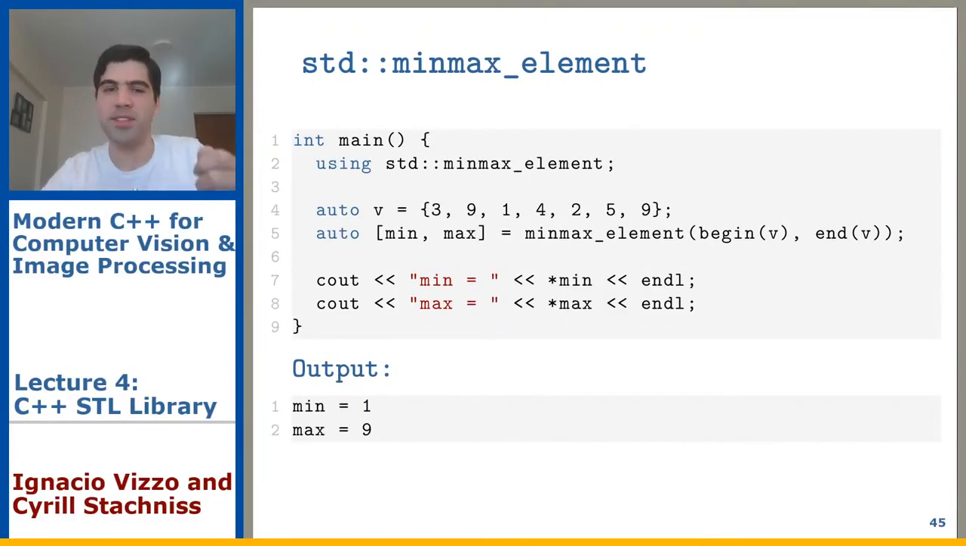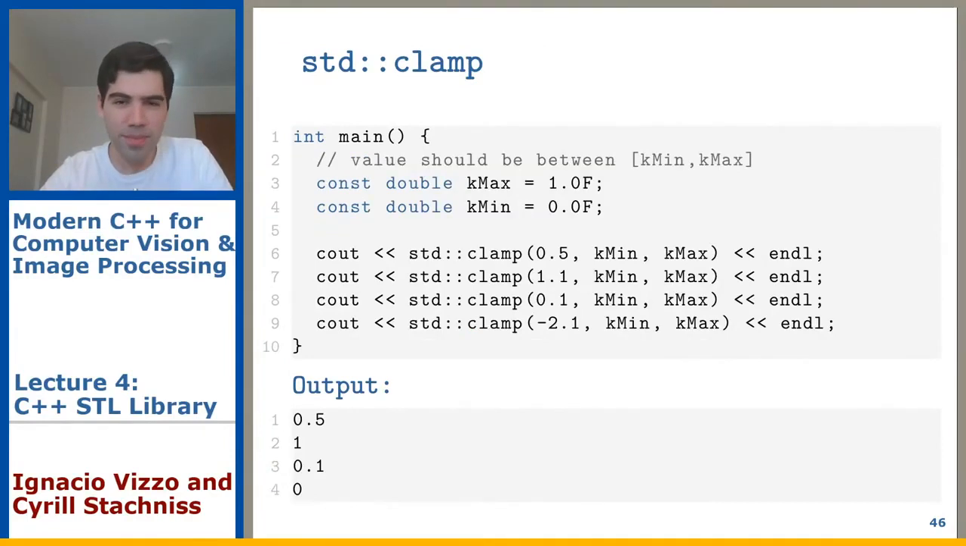There are many of them. There is minimum, maximum, minimum element, max element. Just go and check it out on the CPP reference. Clamp. This is something new in C++17. And in my case, it's a function that I always tend to write for any given reason.